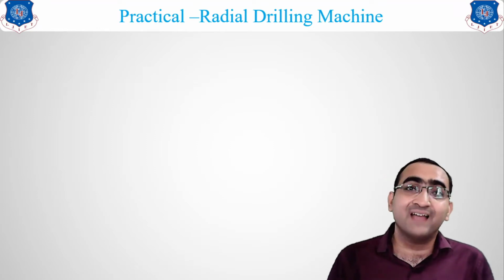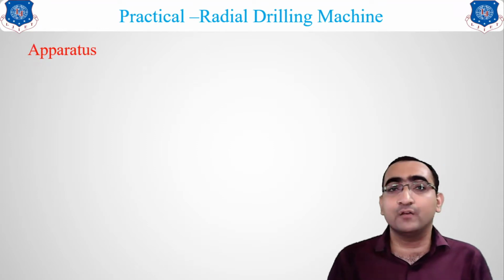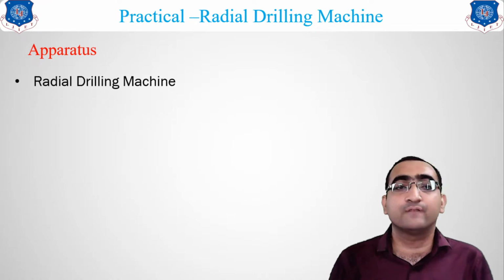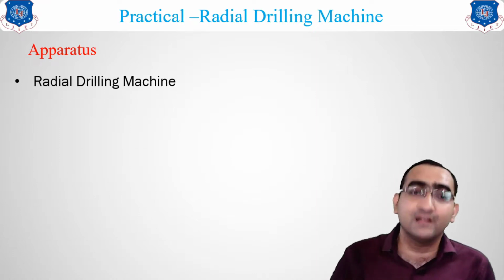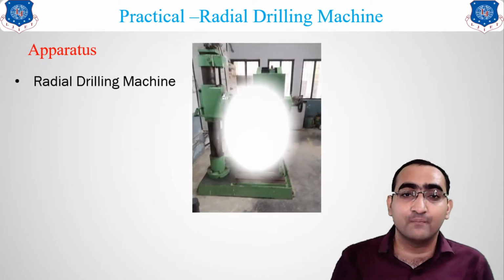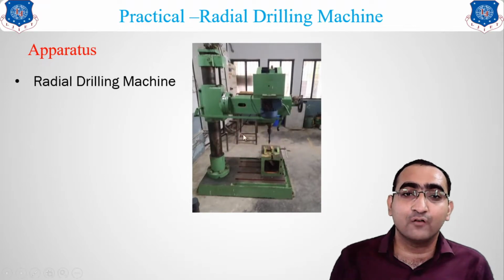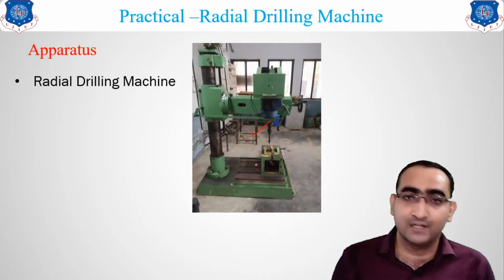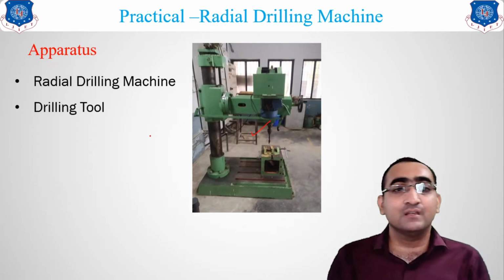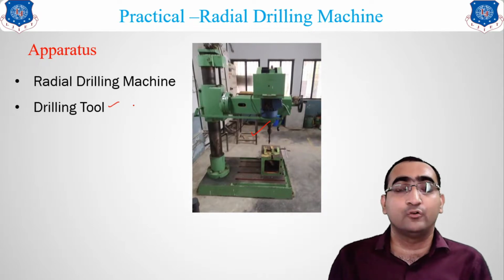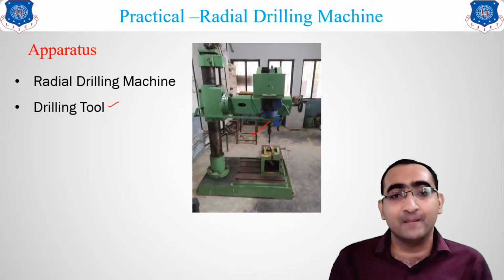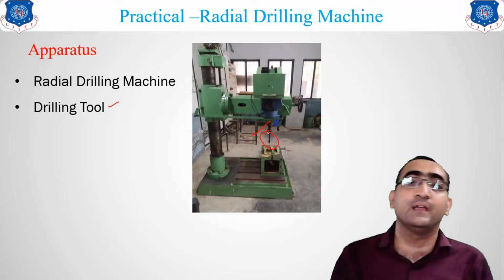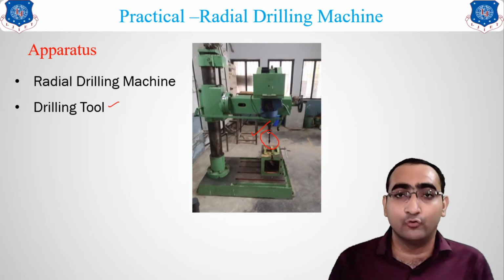So which apparatus is used for this particular operation? The first one is the radial drilling machine itself. This is the machine on which we are going to perform our experiment. The second part is our drilling tool, the tool which is used for drilling purposes, which is located over here.